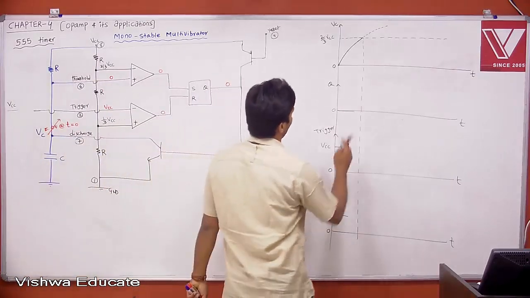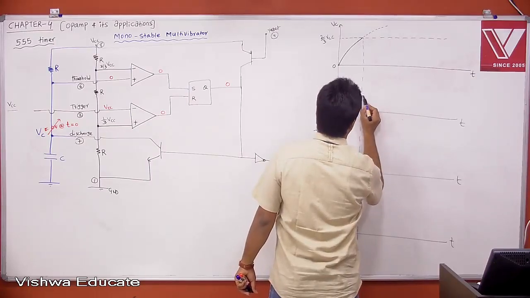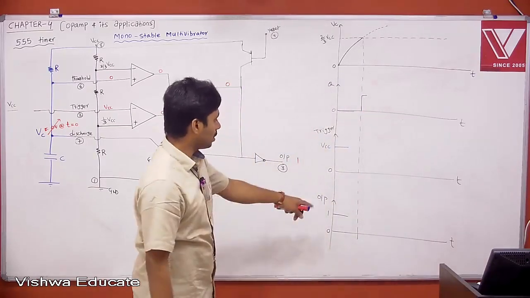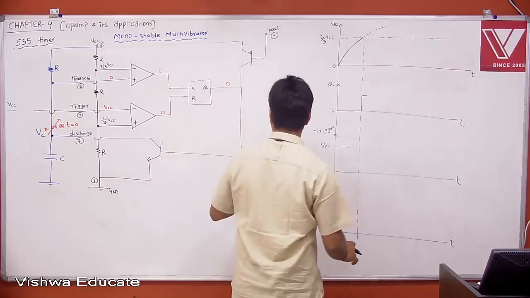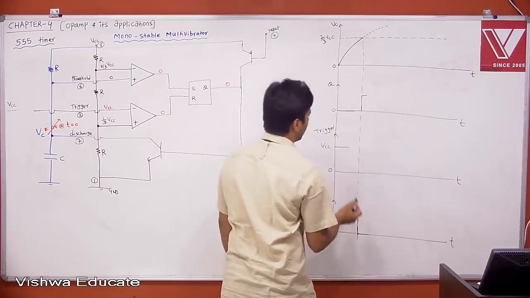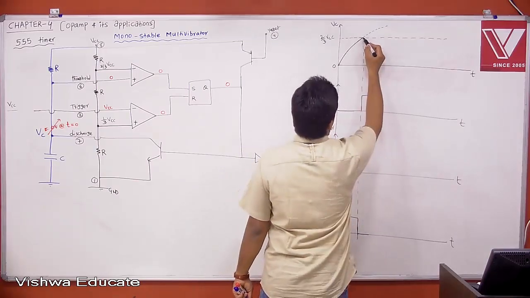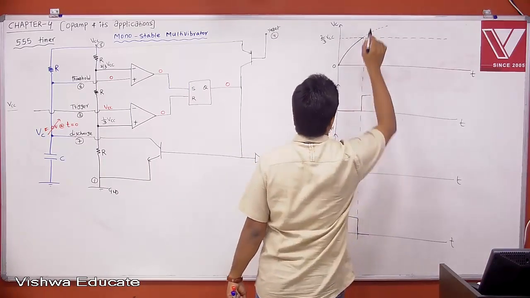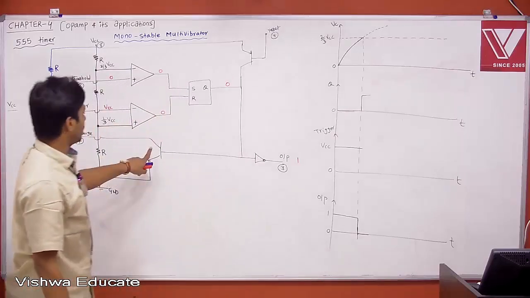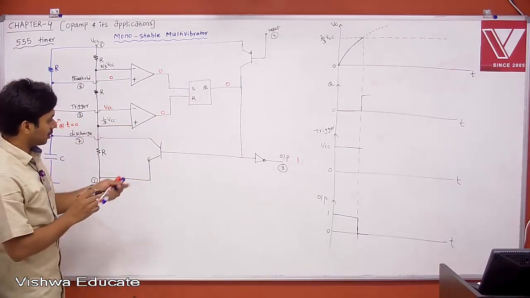Once it crosses 2/3 VCC, your Q will be 1. When Q is 1, what is your output? Your output will be 0. Therefore, Q is 1, and when Q is 1, your transistor is on... sorry, your transistor is off.